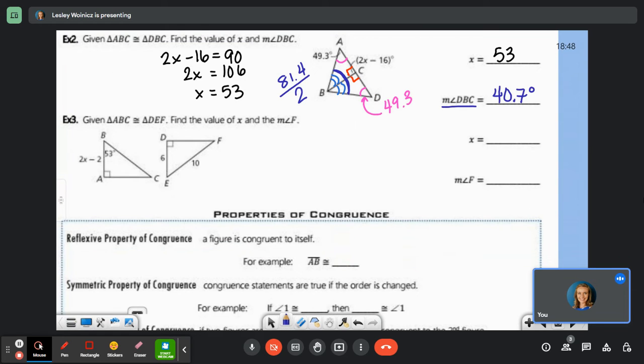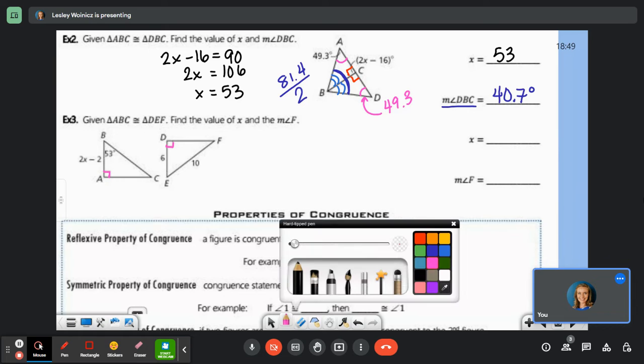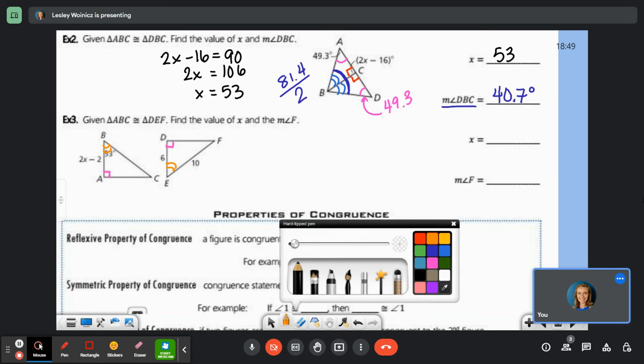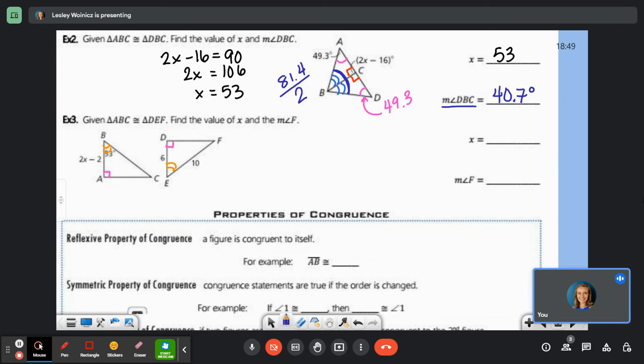Now we have to find x and the measure of angle F. All right, well, we can do this. So let's label our angles. So A is congruent to D. Okay, good. I see the little right angles. That makes sense. B is congruent to angle E. And that leaves C and F.